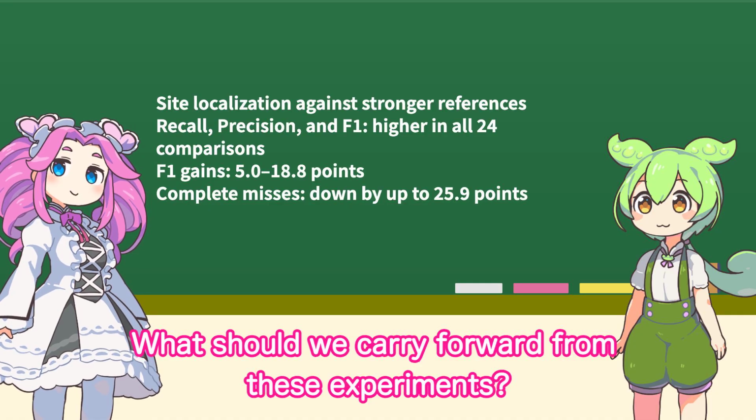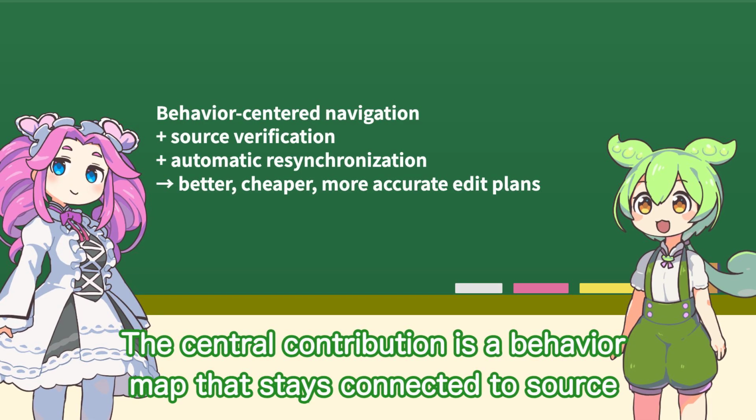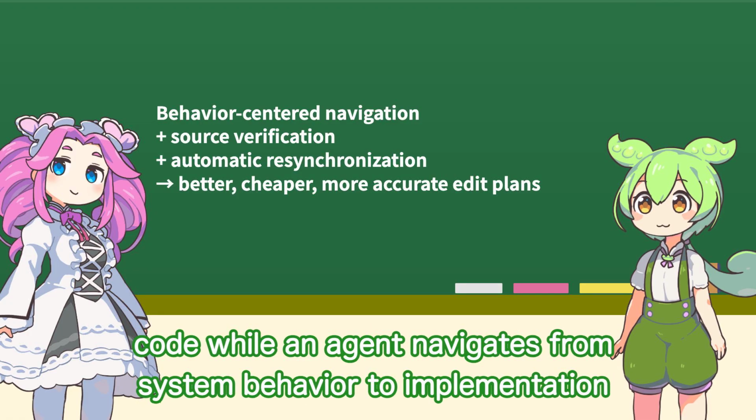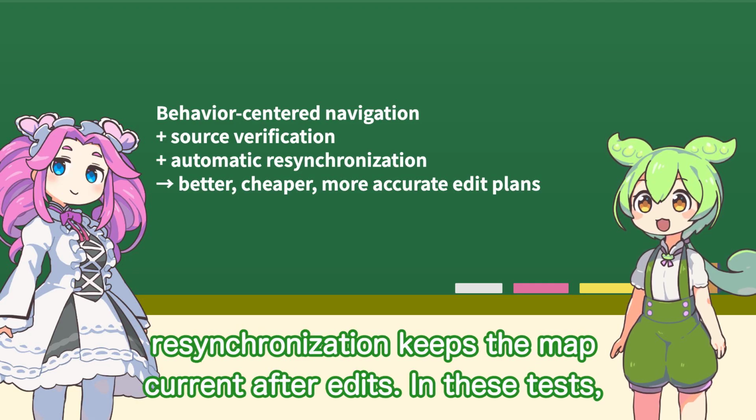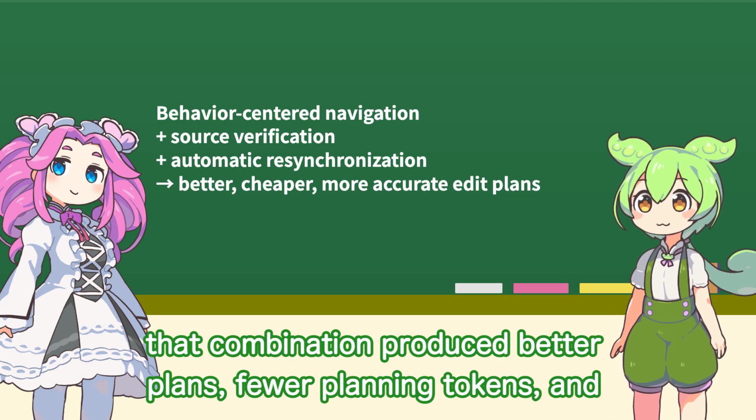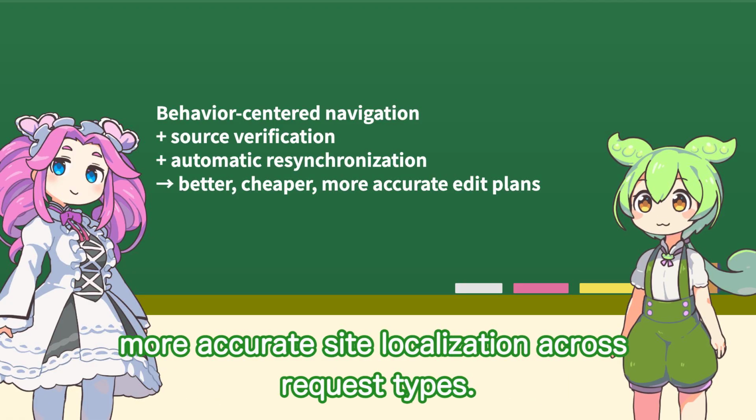What should we carry forward from these experiments? The central contribution is a behavior map that stays connected to source code while an agent navigates from system behavior to implementation details. BGPD makes that navigation progressive and verifiable, and resynchronization keeps the map current after edits. In these tests, that combination produced better plans, fewer planning tokens, and more accurate site localization across types.